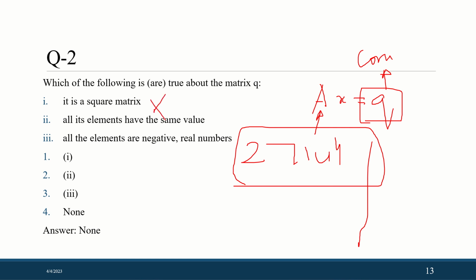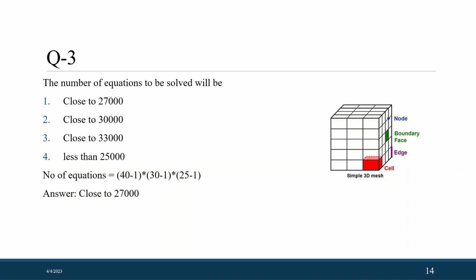This one is false: all of its elements have the same value. This is also false: all the elements are negative real numbers. This we also do not know. Basically they are just constants from these equations, so they can be anything. So the answer is none. None of the above is true is the right answer. So I hope that is clear.